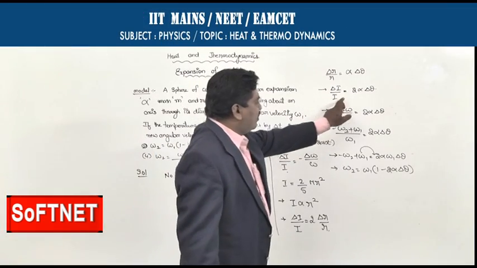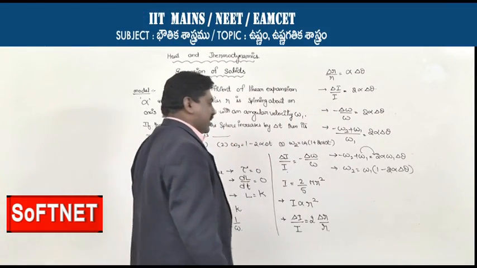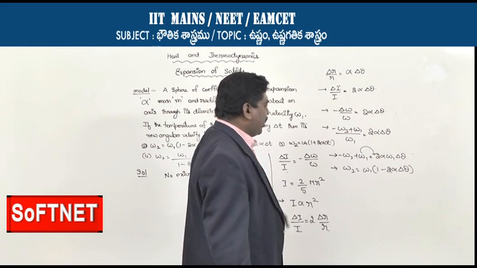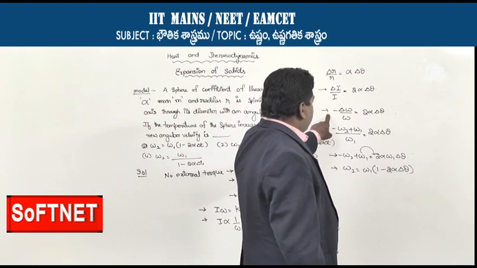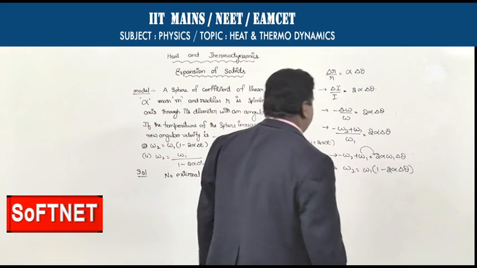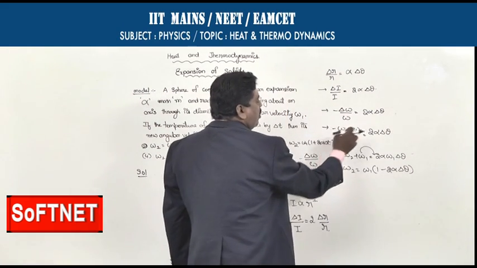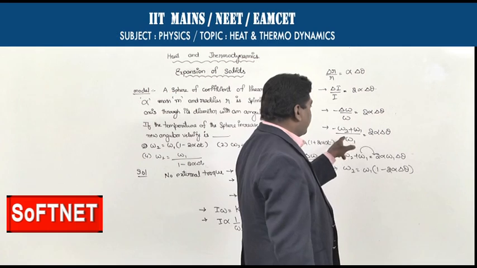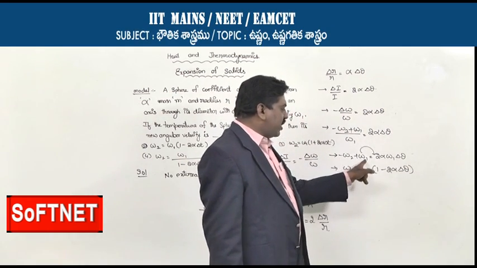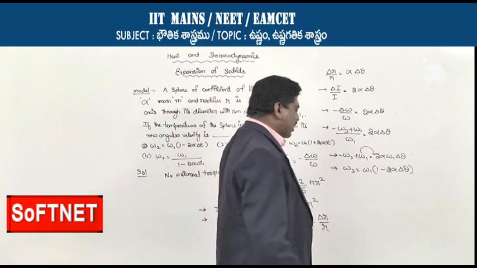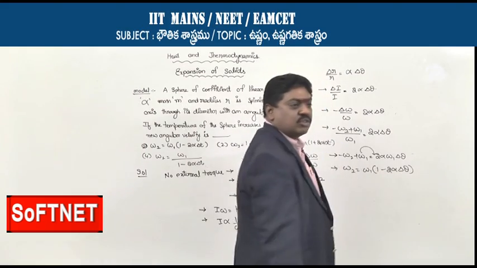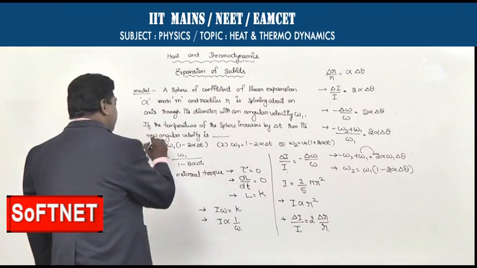Delta I by I is equal to 2 alpha delta theta, but delta I by I is given as minus delta omega by omega, so that minus delta omega by omega is equal to 2 alpha delta theta. Minus delta omega can be given as minus (omega 2 minus omega 1), which equals 2 alpha omega 1 delta theta. Omega 2 is given as omega 1 into (1 minus 2 alpha delta theta), which is our first option.